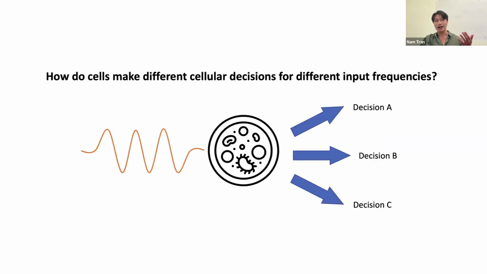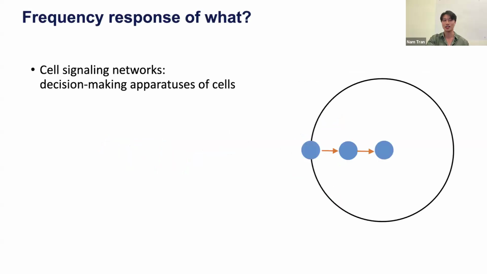So the question we want to ask is, how do cells make different cellular decisions for different input frequencies? So in this picture here, you have an input that changes its frequency, and the cell somehow reads it, and it makes decision A, B, and C. And so for this, we need the frequency response function, but it's a bit ambiguous here. Like, what does it even mean to have a frequency response function of a cell? So the frequency response function of what?